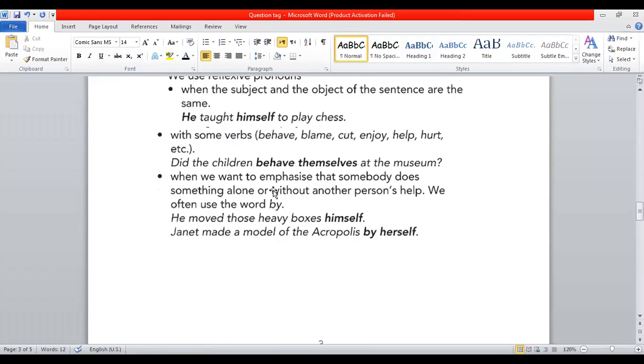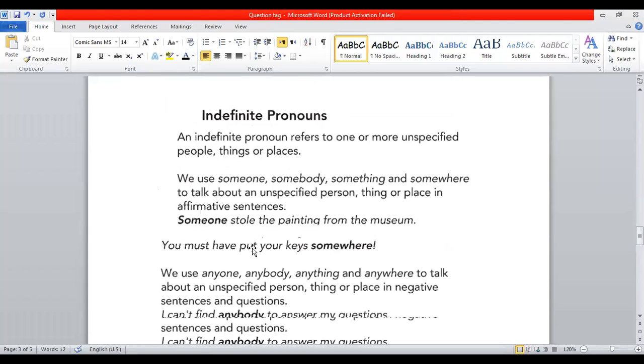We also use them when we want to emphasize that somebody does something alone, without another person's help. We want to focus on that: someone does something without help from anyone. He moved those heavy boxes himself. Janet made the model by herself. It's okay. So this is the reflexive pronoun.